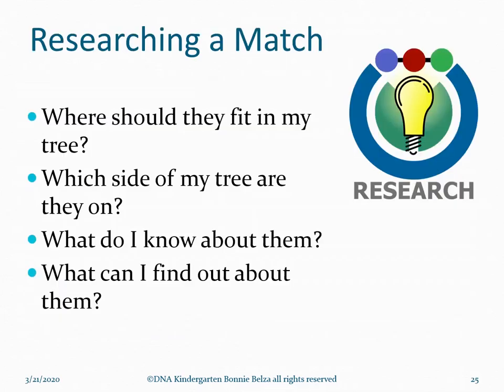So how do we research a match? Well, the first thing we're trying to figure out is, where does this person fit in my tree? The potential relationships give us a clue. If someone is your first cousin once removed, you want to look at your tree, identify where a first cousin once removed would be in that tree, and then see if that match would fit in that spot.